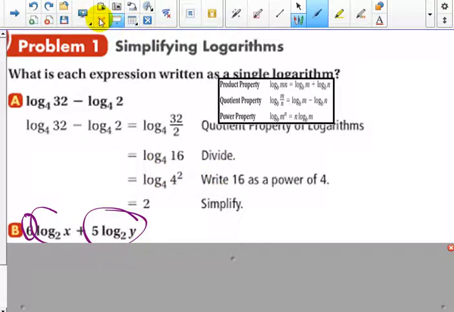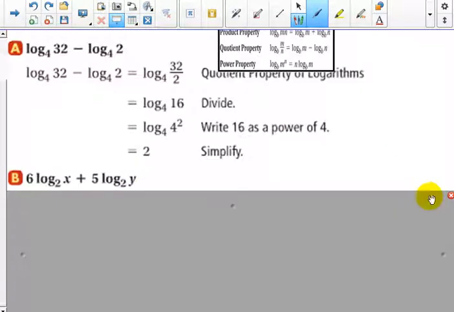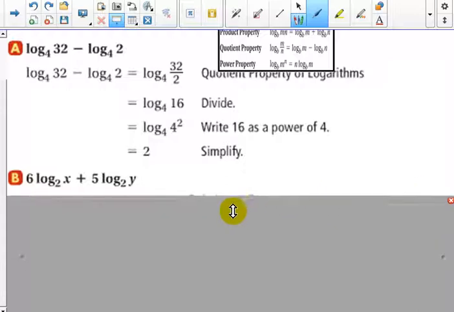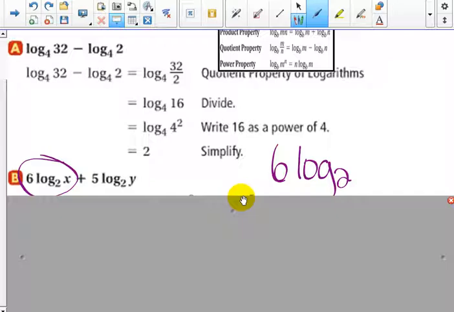So clear the ink and scoot this up. So the first thing we want to do is rewrite this left side, 6 log 2 of x. Okay, well this goes up here. That's how you rewrite it. That's all there is to it. So that becomes that, and that means that my 5 log 2 y becomes log 2 of y to the 5th power.